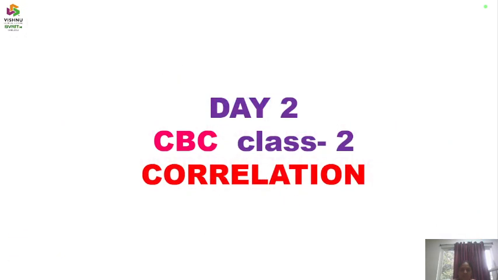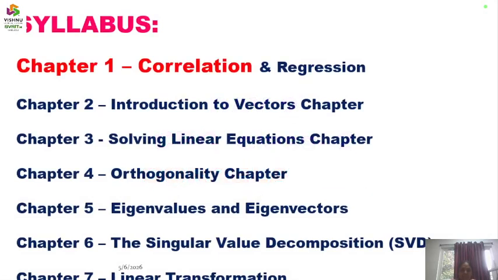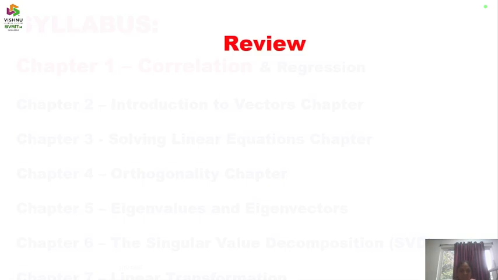And here we are again seeing correlation. The syllabus contains the following, already explained in the previous class. Chapter 1, correlation and regression; chapter 2, introduction to vectors; chapter 3, solving linear equations; the next, orthogonality and eigenvalues, eigenvectors; the sixth one, singular value decomposition; and seventh, linear transformation. So let me continue with the correlation.